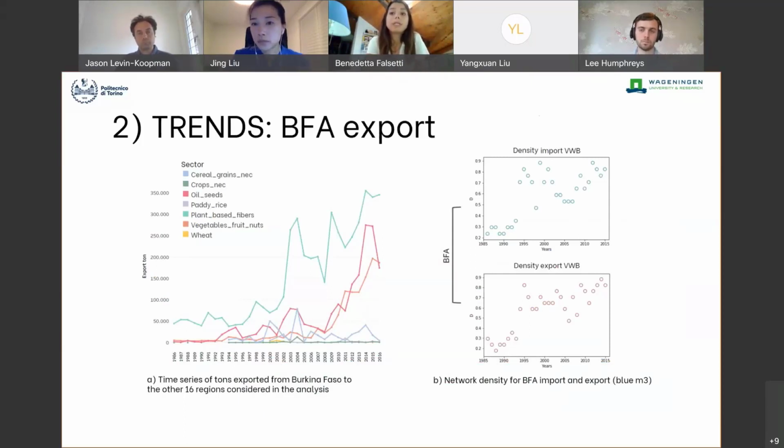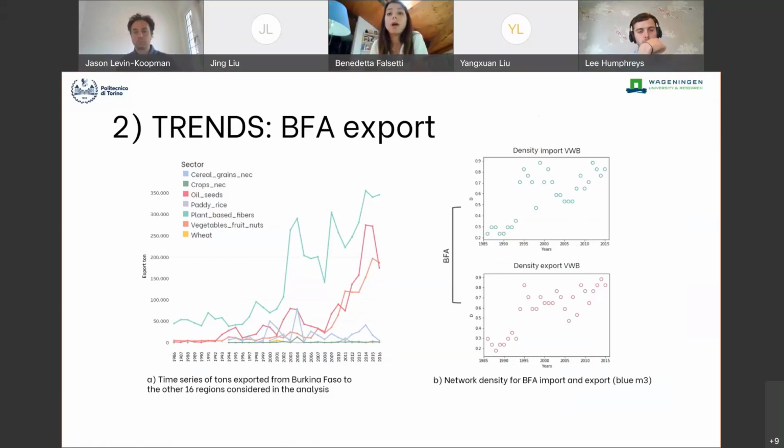But another important factor that can impact the volume of trade over time is the density of the network. For this reason, it's important to also investigate the network density for Burkina Faso's import and export in terms of blue virtual water. Given the number of nodes, trade network density is calculated as the ratio between the number of existing links and the number of all possible links between nodes.